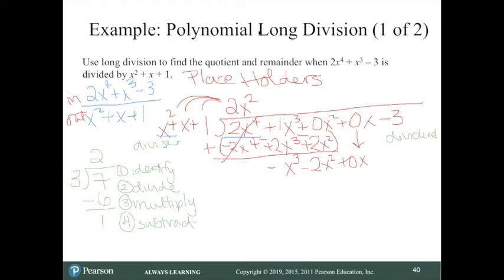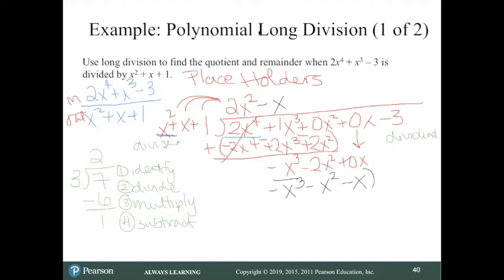All right, so next, and I'm going to go ahead and switch colors so that it's easier to follow. So that was kind of our first step of the division. Next, we're going to do all 4 steps again. Identify. My x squared is now going into -x cubed. So what do I have to multiply x squared by? I need to multiply it by -1 times x. So -x times x squared gives me -x cubed. -x times x is -x squared. -x times 1 is -x.